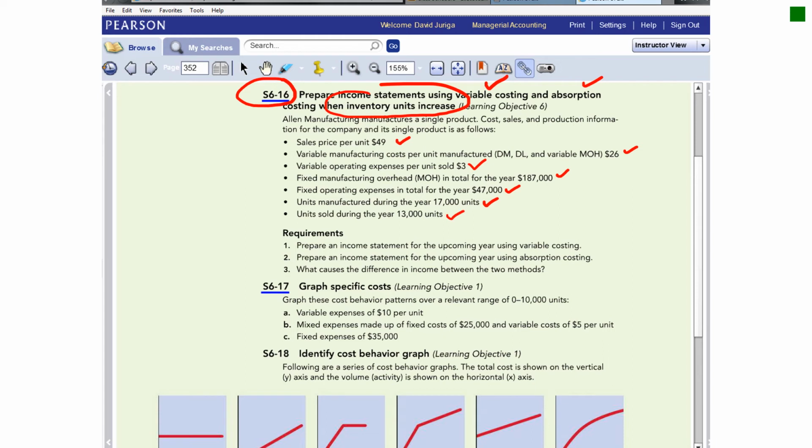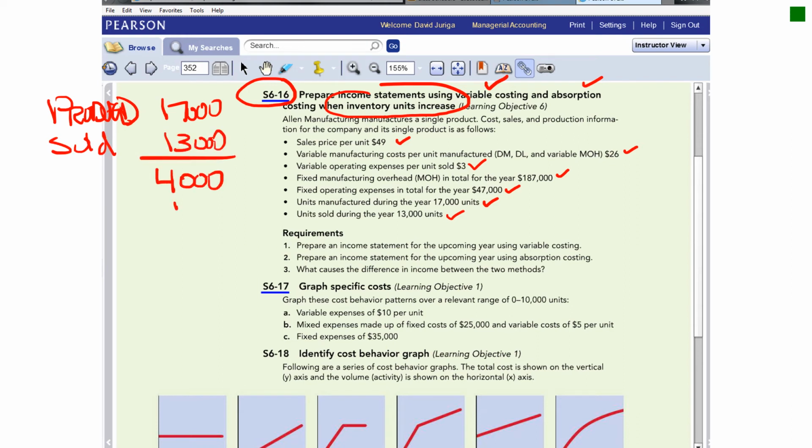So here we don't have the same inventory. We're going to produce, but we didn't sell everything, so you are going to have inventory. And off to the side here, just to remind you, if you assume zero beginning inventory, which is what you have to do in this problem, if you produced 17,000 units and you only sold 13,000, you'll know that your ending inventory is going to be 4,000 units.